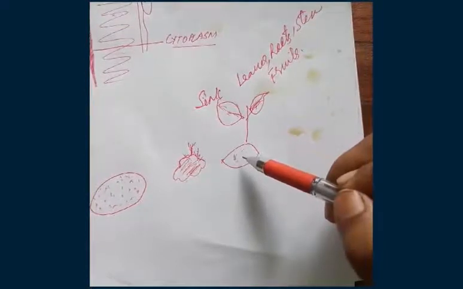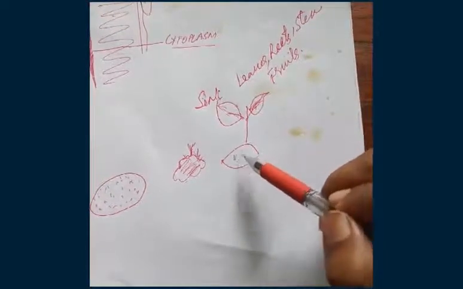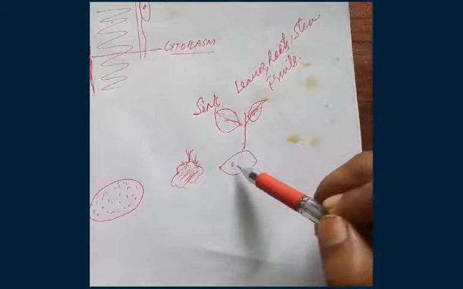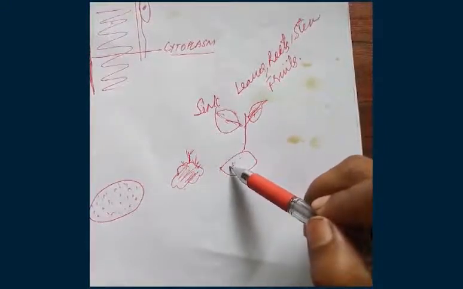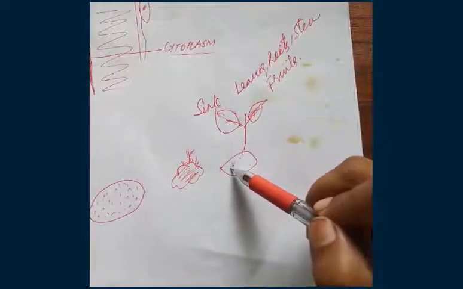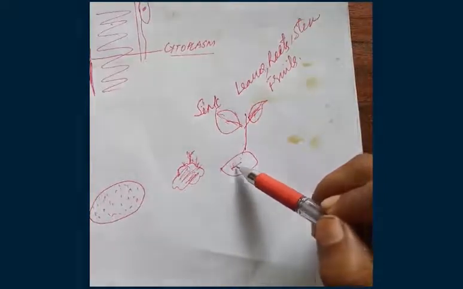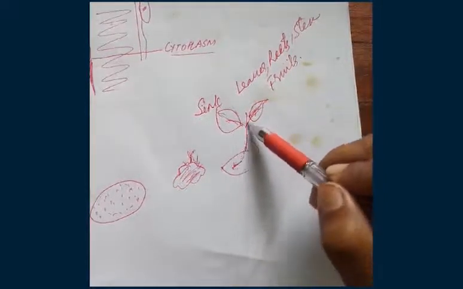Okay, potato is a tuber, it is not a fruit. So first the nutrients will go from the fruits or from the roots, we can say, to the leaves.